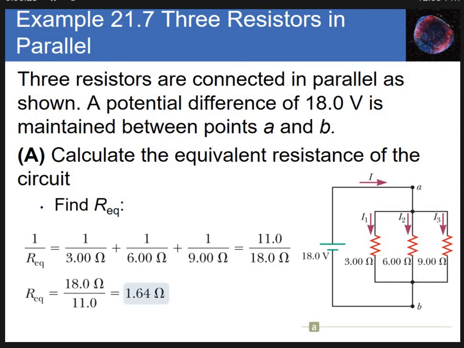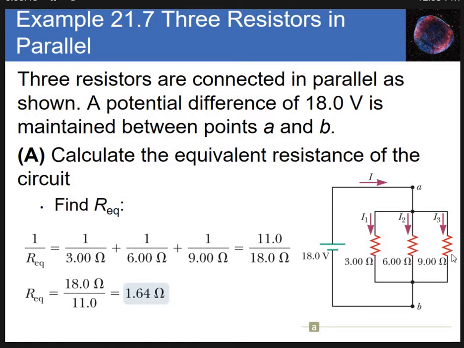This is the one from the PowerPoint, and I'm going to show you this example before I go to Kirchhoff's law, and the problem's already solved. So look here, look how it goes. Three resistors connected in parallel, as shown. Here we have the three resistors. The potential difference is 18 volts, which is the source. And the first thing it says is calculate the equivalent resistance.